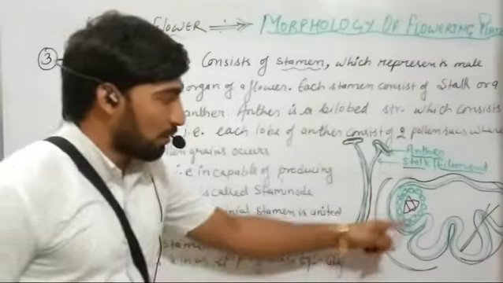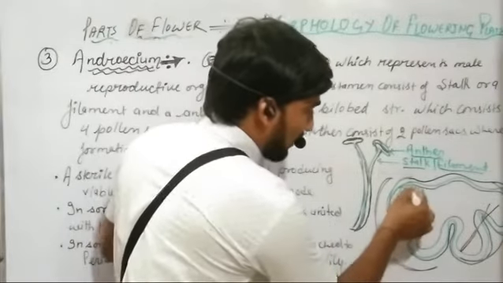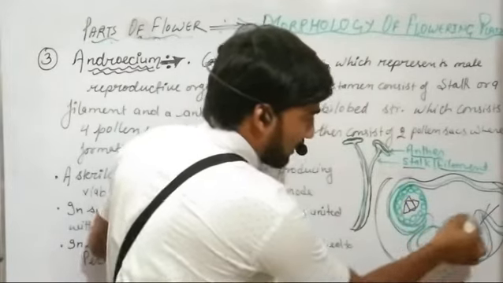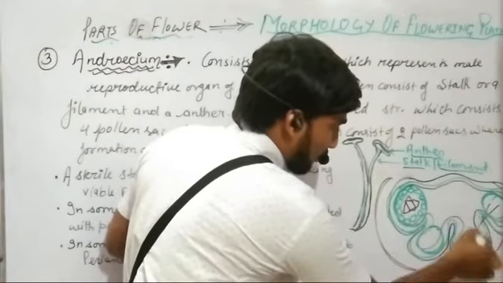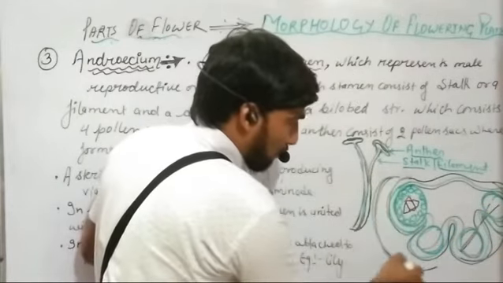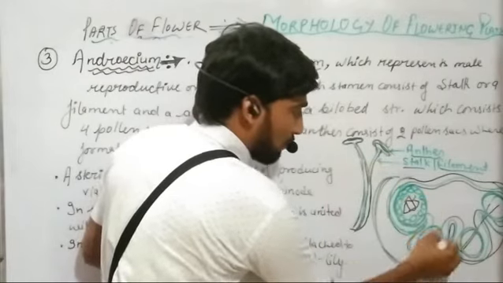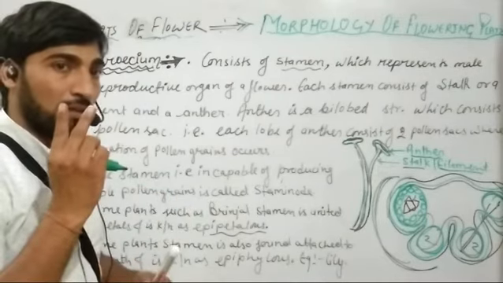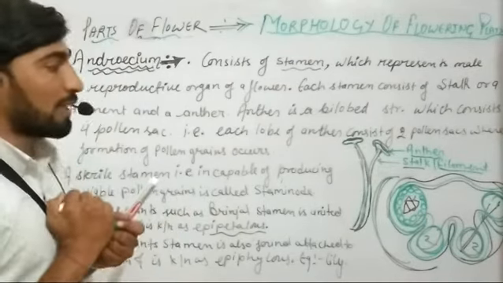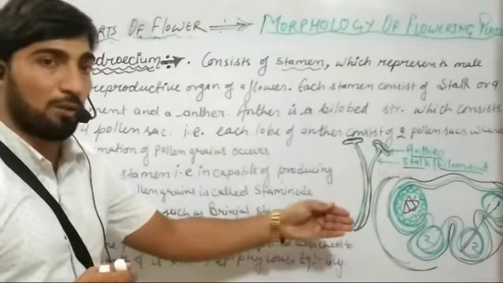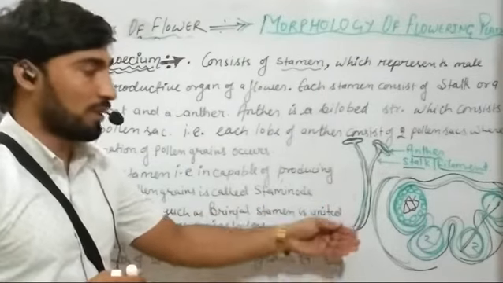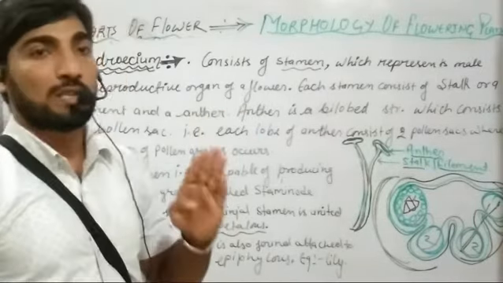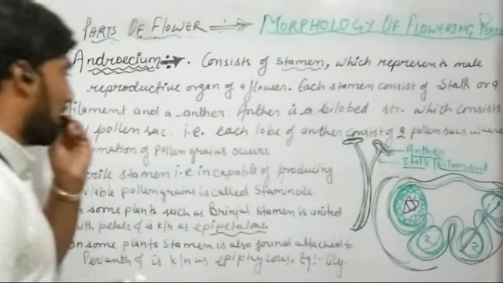So this is one lobe, here is one pollen sac, another pollen sac is this, another pollen sac is this, and the fourth pollen sac is this. So in this lobe we have 2 pollen sacs, that is 1 and 2, and here again 1 and 2. So the total pollen sacs are 4 and the total lobes are 2, because the anther has 2 lobes, that's why it is a bilobed structure. Each lobe contains 2 pollen sacs, so the total is 4, and pollen sacs are the site where the formation of pollen grains or male gametophyte occurs.